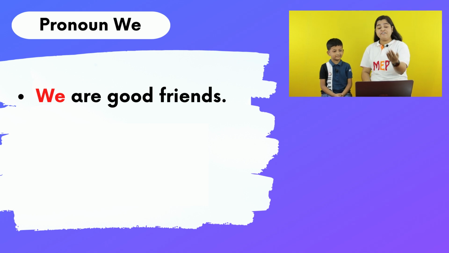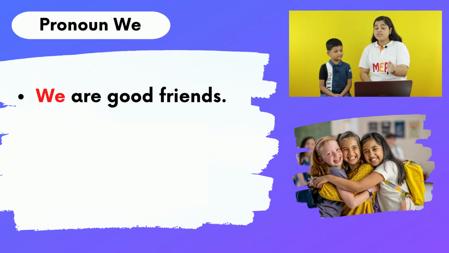So Rudy, our first example of pronoun we is we are good friends. So when I have to talk about myself, I use the pronoun I. But collectively, if I have to talk about myself as well as other people, for example you, then I will use the pronoun we. I understood.